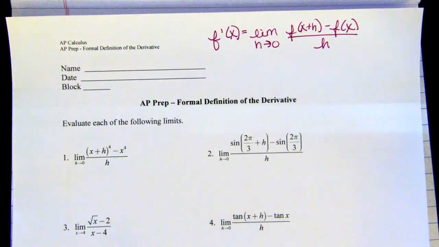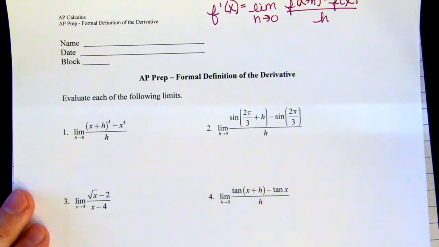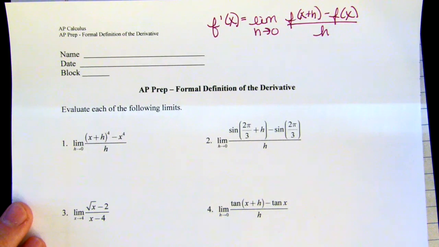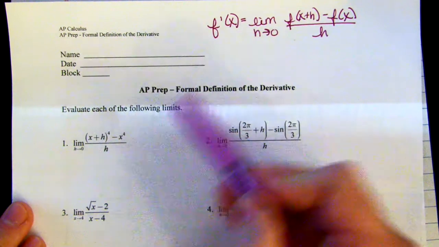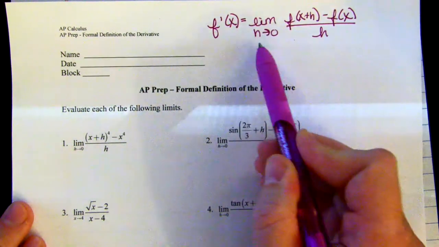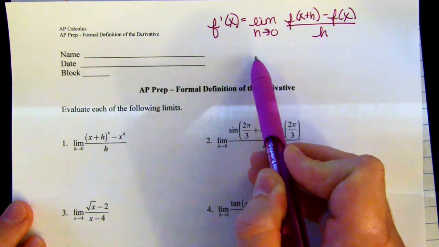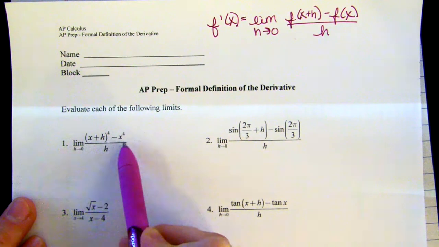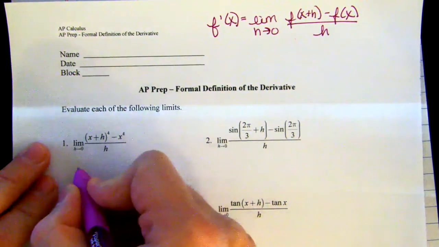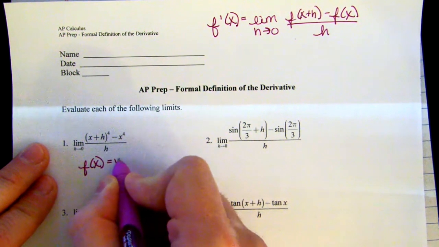Take a look at number 1. We have the limit as h approaches 0 of x plus h to the 4th minus x to the 4th over h. And I hope you can look at this and realize, yeah, it's in exactly the same form as our formal definition of the derivative. The function that I first plugged x plus h into and then plugged x into is just the function f of x equals x to the 4th.